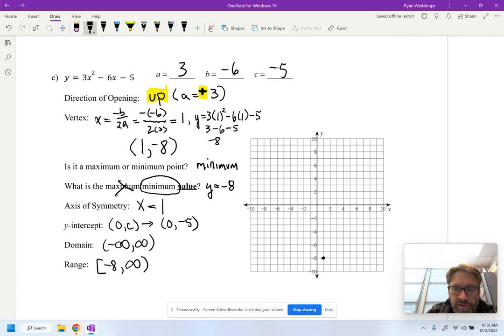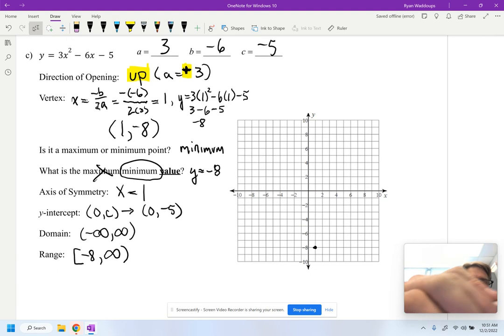Now, we can start to graph this thing. What does it look like? Well, I know that it has an axis of symmetry of x equals 1, so I graph that. A dotted line is a good thing to do. Just kind of differentiates it from being actually part of the graph. It's not actually part of the graph of the equation, but it does help us to graph it.